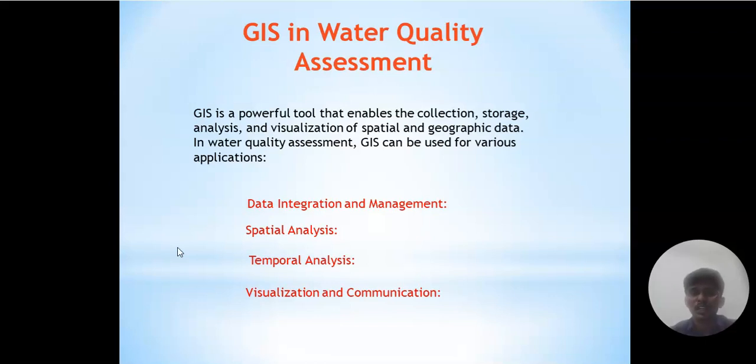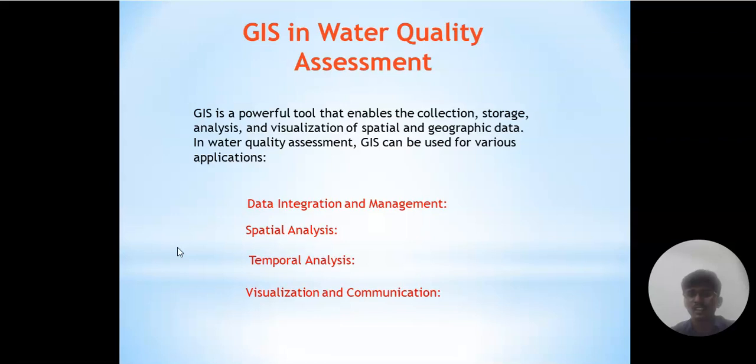So by overlaying water quality data with land use and industrial activity maps, GIS helps pinpoint potential pollution sources such as agricultural runoff, industrial discharge, and sewage influence. Then let's see the temporal analysis. So we can say change detection.